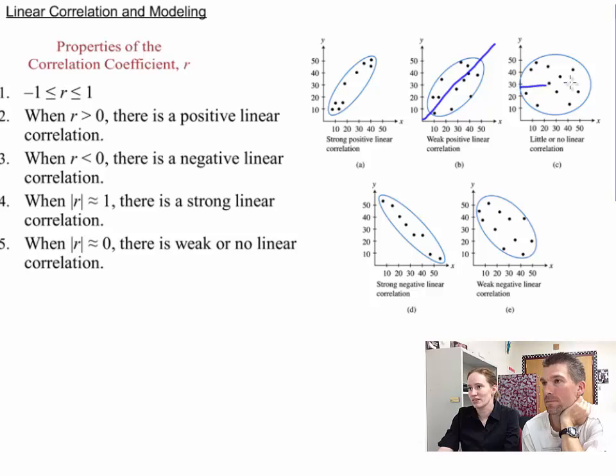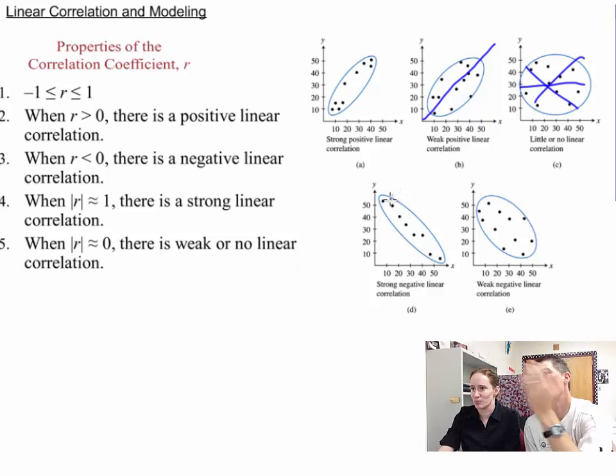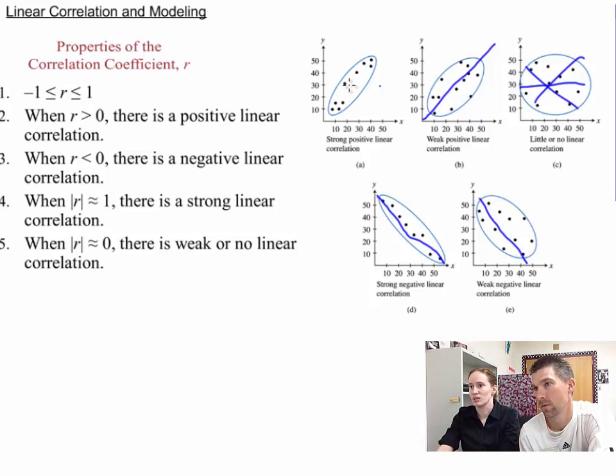Where would we draw this line? I mean, no, that's no correlation. That's terrible, but that's negative and strong. This would be negative and weak.